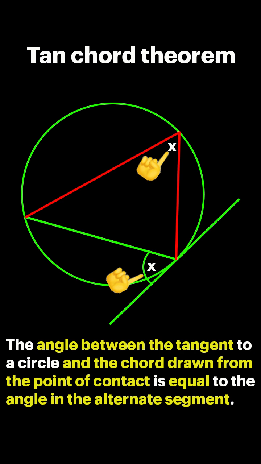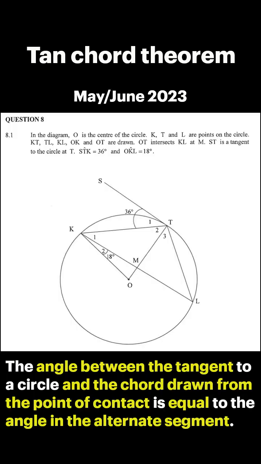Now if the chord subtends an angle x at the circumference as shown in the diagram, then it follows that the angle between the chord and the tangent is equal to the angle subtended by the chord in the alternate segment. Let us see how this theorem appeared in past exams.